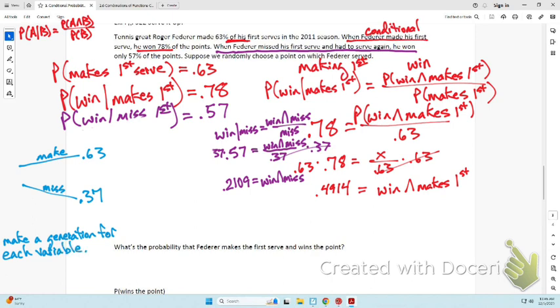All right. So that first generation is him making or missing his first serve. Off of that, write the second variable, and he might win or lose. Now, the tricky thing is second generation in a tree diagram is made up of conditional probabilities.